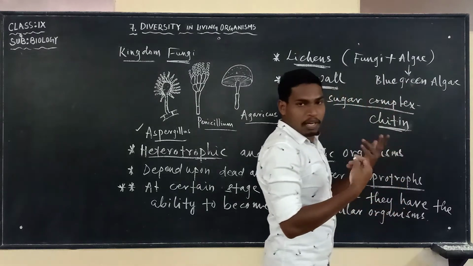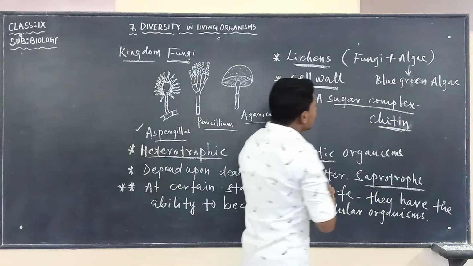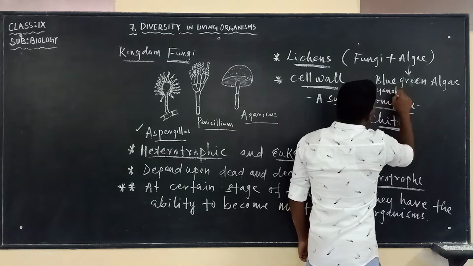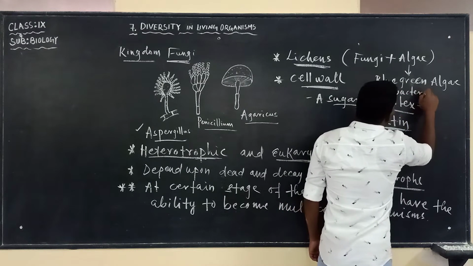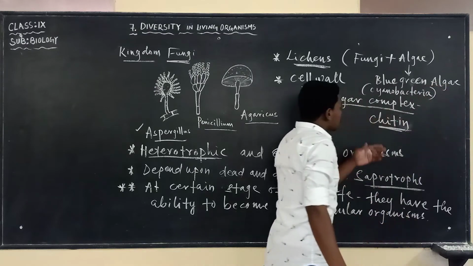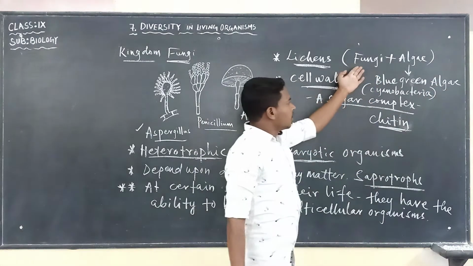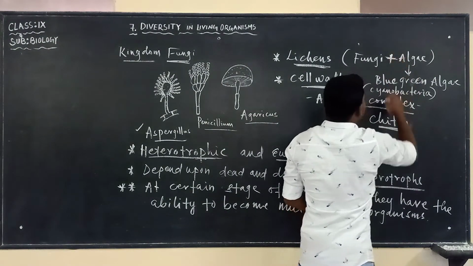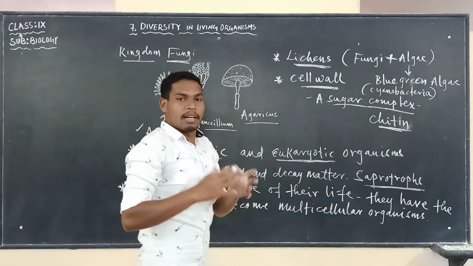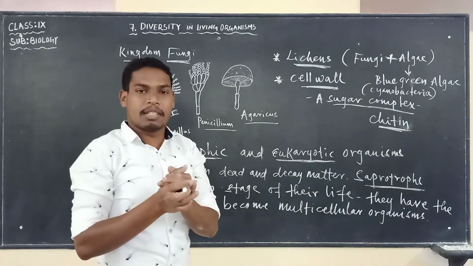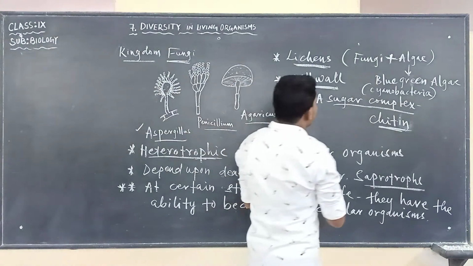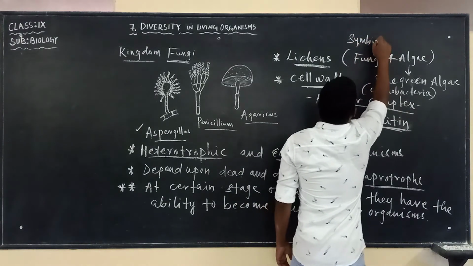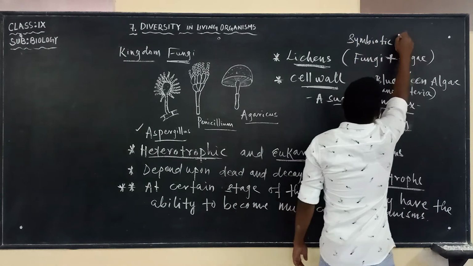This blue green algae is also known as cyanobacteria. So they are in association. Fungi live along with algae and they have a mutual relationship known as a symbiotic relationship.